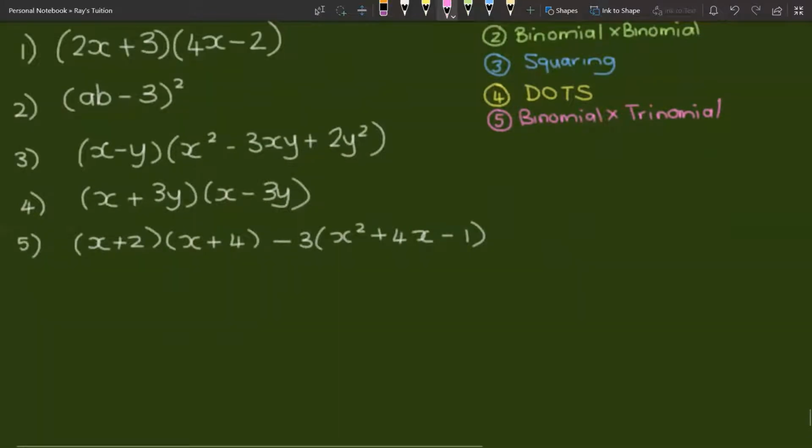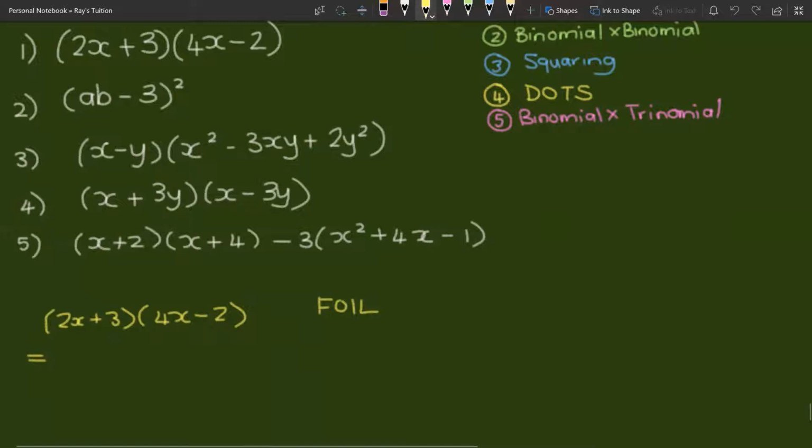The first one we have over here is 2x plus 3 times 4x minus 2. Now this here is a binomial times a binomial, and what we do when we're multiplying a binomial times a binomial is we use our FOIL method. Our FOIL method is just a way that tells us how to multiply it so that we make sure we distribute the first term to everything and the second term to everything in the second bracket.